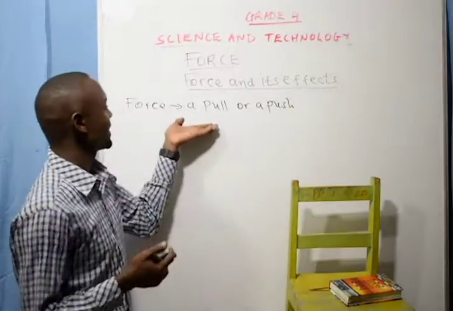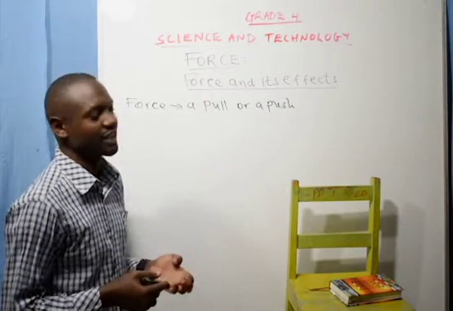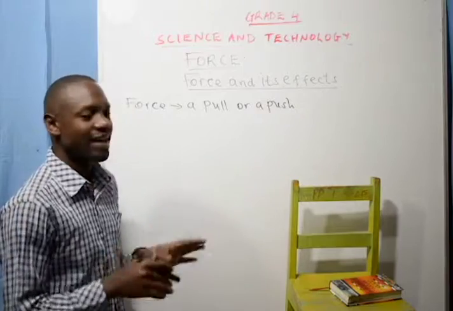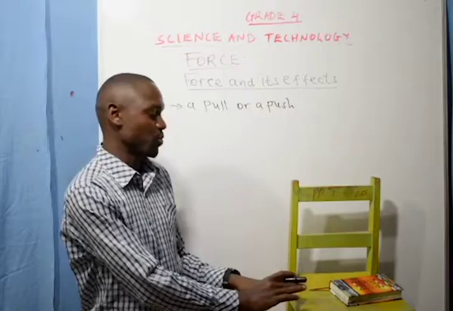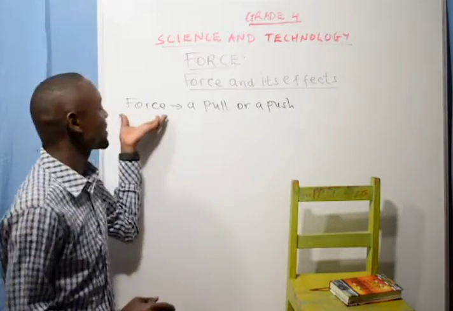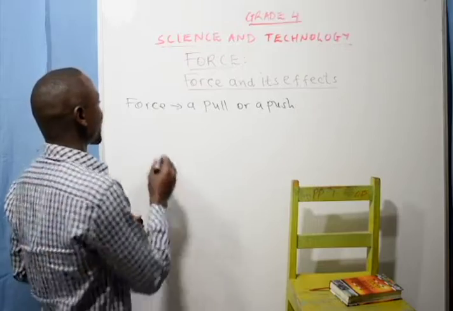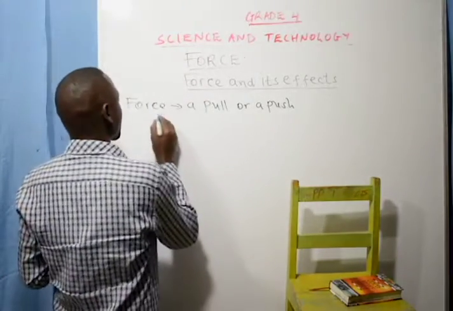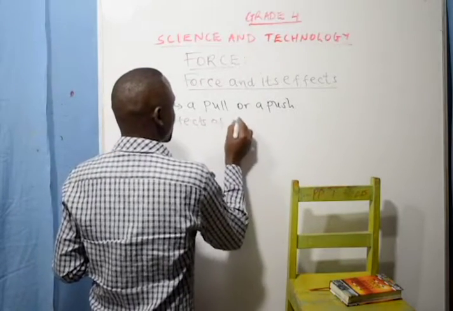Force, I said, is generally a pull or a push on an object. It can be a chair, it can be a box. For example, you place a heavy box on the floor and you try to push the box away from you, you say you are applying force. So force, we say it is a pull or a push. What are some of the effects of force?